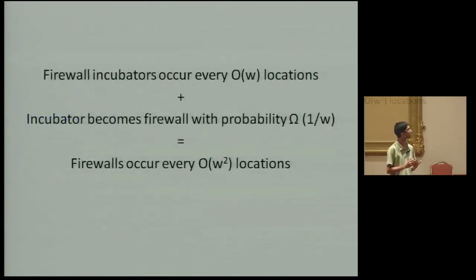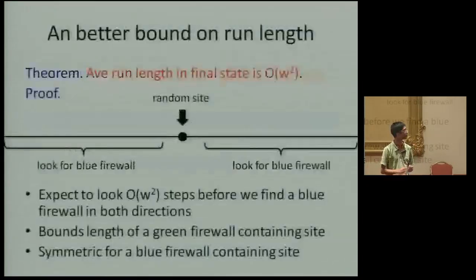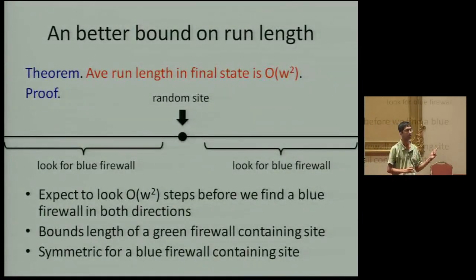So putting everything together, we have that firewall incubators occur every O of W locations, that each one is going to become a firewall itself with probability proportional to 1 over W at least. And then putting those together, we get that firewalls occur every O of W squared locations. Going back to a slide from earlier, now we can say something stronger than before.